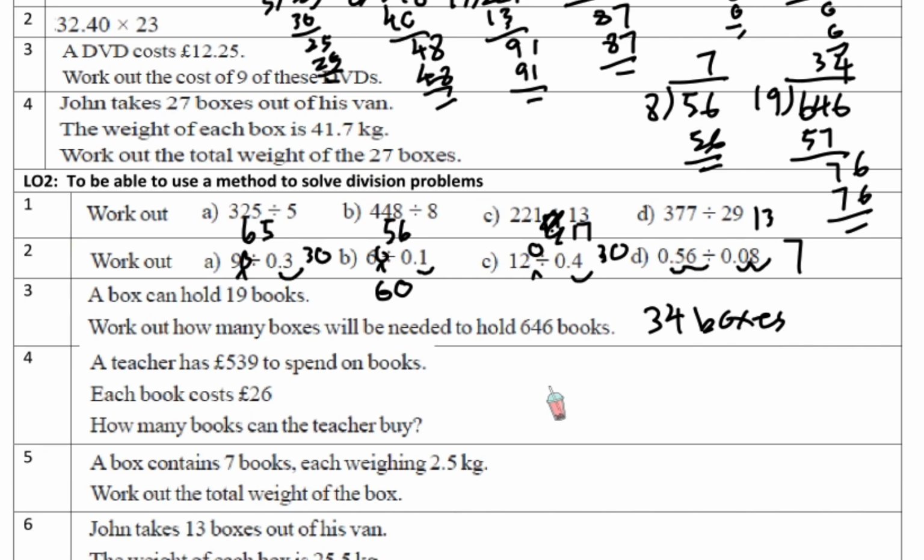A teacher has 539 to spend on books. Each book costs 26. How many books can the teacher buy? So we will take 539 divided by 26. So 2, 52, and the left is 19. So since it asks how many books, we will need a whole number. So the answer will just be 20.